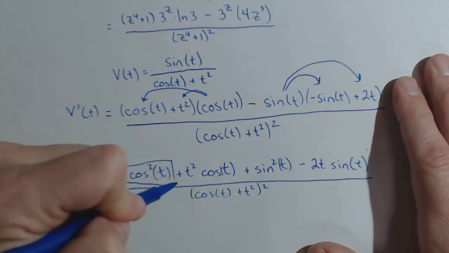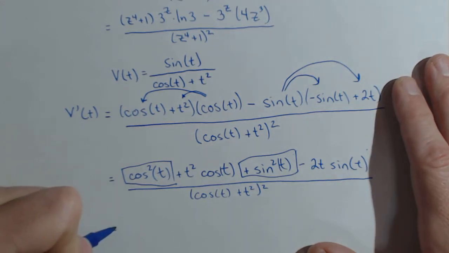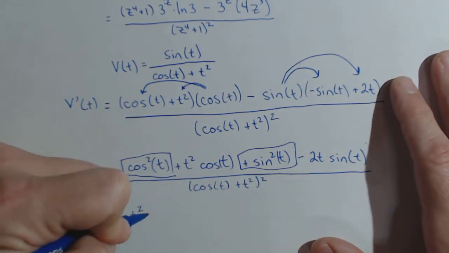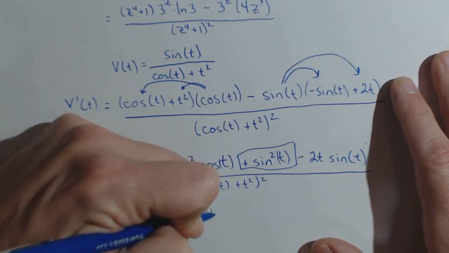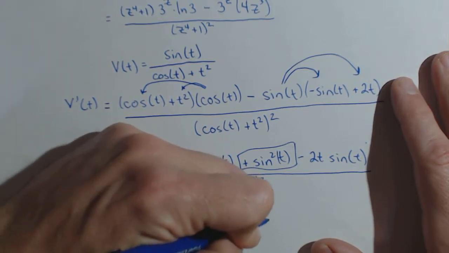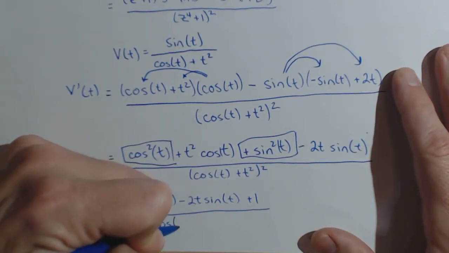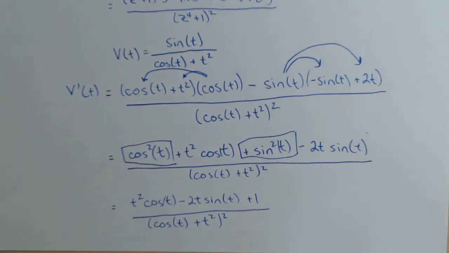Notice what we have here. We have a cosine squared plus a sine squared. That's our Pythagorean identity, so it's actually equal to 1. So we can come down to the next line. That's going to be equal to 1. And so what we're going to have is a t squared cosine of t minus 2t sine of t plus 1 in the numerator over cosine of t plus t squared, squared. So we were able to get this thing a little bit nicer looking. There's a little bit less going on if we had to take another derivative or work with it.